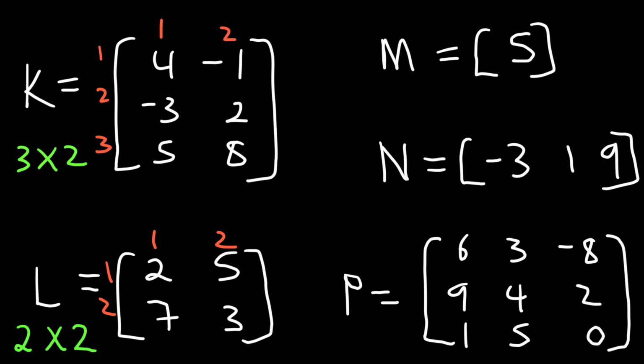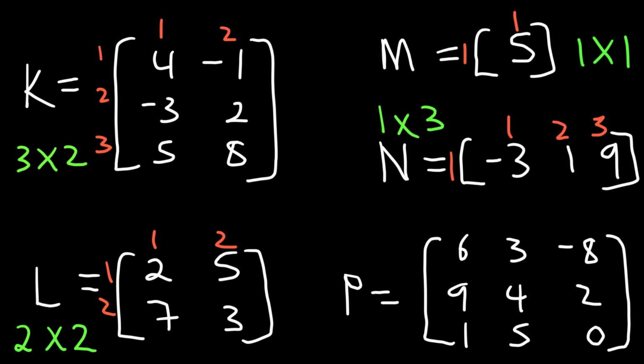Now what about matrix M? Matrix M has 1 row and 1 column. Therefore, the order of matrix M is 1 by 1. Now let's go on matrix N. The number of rows are 1, and then the columns we have 1, 2, 3. Therefore, matrix N is a 1 by 3 matrix.